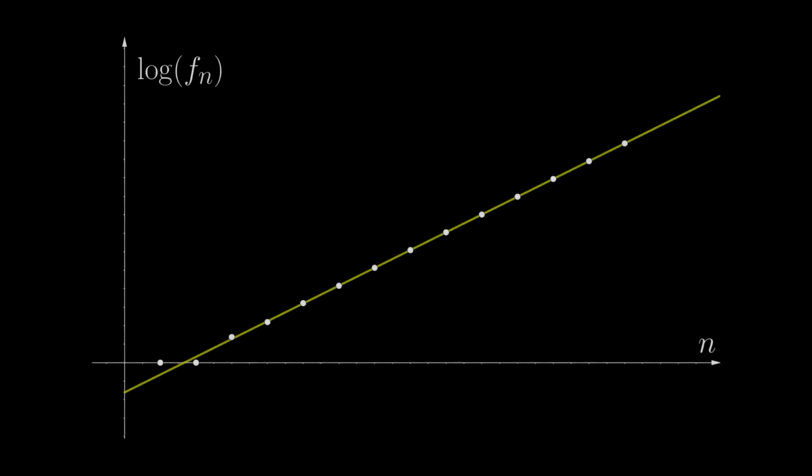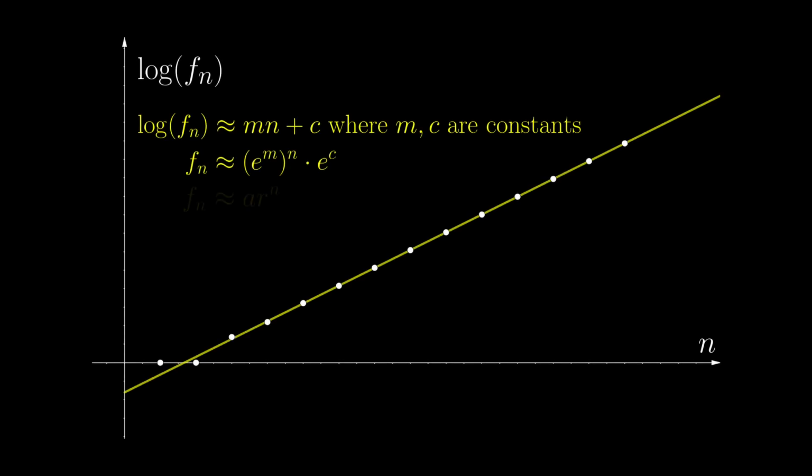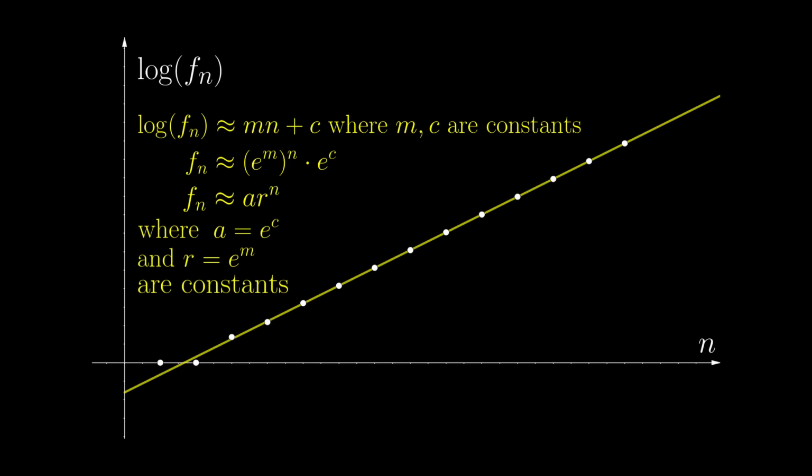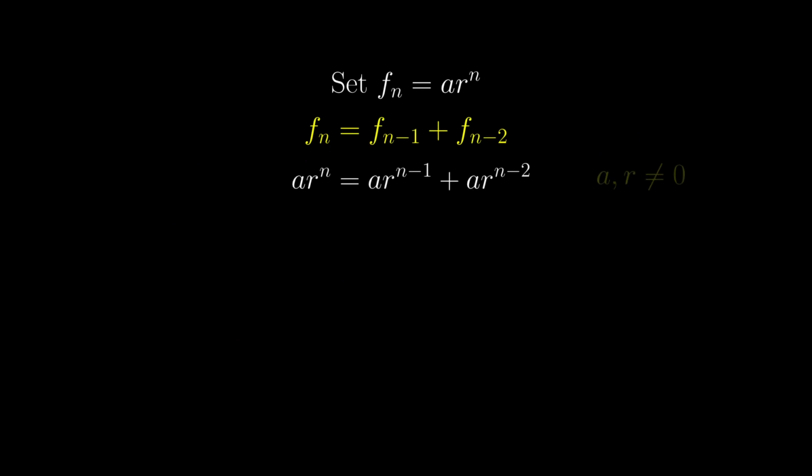So we plot log of Fn against n. And now we can confirm that it behaves exponentially. That means we can actually model it as a geometric sequence, at least approximately. So let's do that. Since we have the recurrence relation of Fibonacci numbers, we substitute our model. And now since both a and r are non-zero, we can reduce this equation to this quadratic.